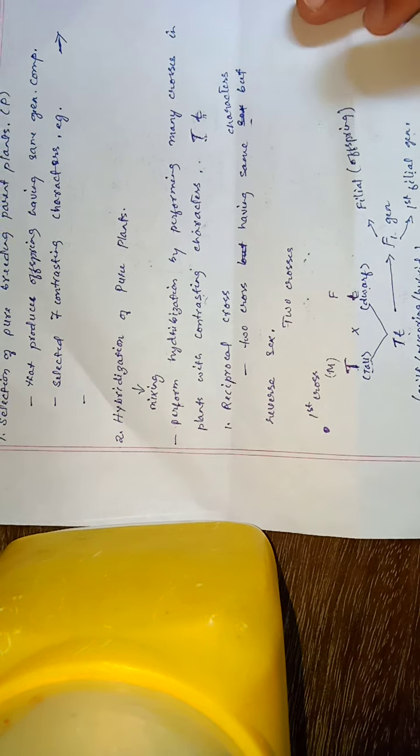The fourth character is the pod shape. In pod shape, he selected inflated and constricted pod shape. The fifth character is the pod color. In pod color, he selected green and yellow. So the green is dominant and yellow is recessive. The sixth, that is flower position, he selected axial and terminal. The seventh is the stem height. For stem height, he selected tall and dwarf. Tall is dominant and dwarf is the recessive. I also encourage you to go through these 7 pairs of contrasting characters in your textbook.